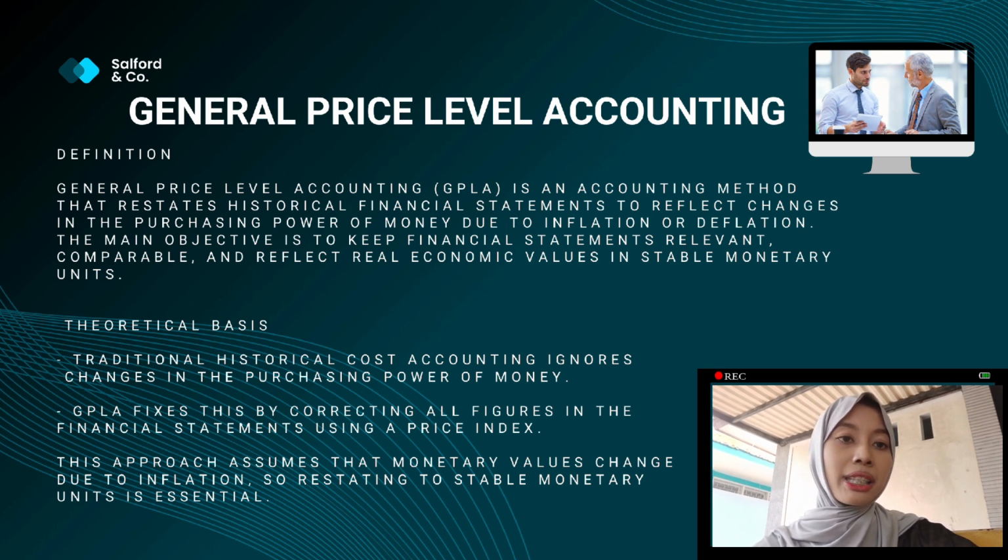The theoretical basis: traditional historical cost accounting ignores changes in the purchasing power of money. GPLA fixes this by correcting all figures in the financial statements using a price index. This approach assumes that monetary values change due to inflation, so restating to stable monetary units is essential.